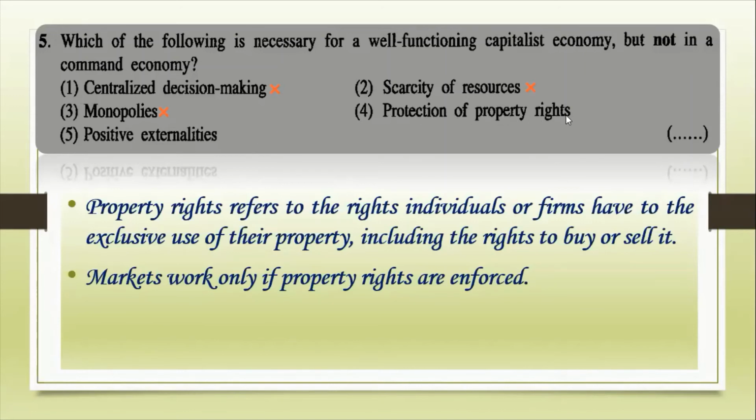Fourth one, protection of property rights. Then this one is correct. The reason is that the well functioning of the capitalist economy depends on the extent that property rights are ensured. If property rights are ensured only, those economies will function well. Here property rights mean the rights individuals or firms have to the exclusive use of their property, including rights to buy or sell it. Property rights actually means ownership rights, and they have to have rights to sell them as they wish, and rights to earn money by using those properties. Then, if those property rights are ensured only, market economies will function, right? And that is a key point you have to understand.